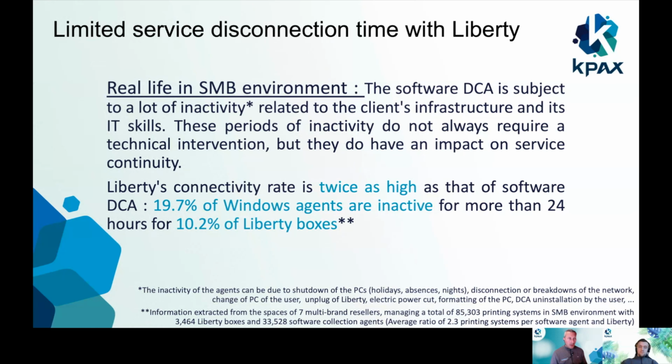It is factual. It comes from a representative sample of more than 85,000 printing devices.